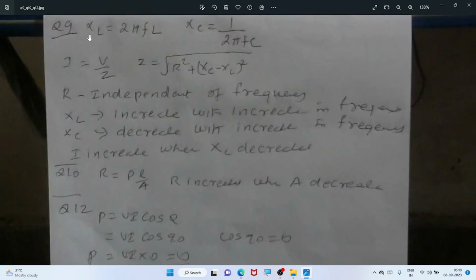See here, when you increase the frequency, XC will decrease, which means the current will increase. R is independent of frequency, so the current through R is independent of frequency. XL increases with increase in frequency, while XC decreases with increase in frequency. When XC decreases, the current will increase. That is why the capacitor should be there when you want to increase the current with increasing frequency.